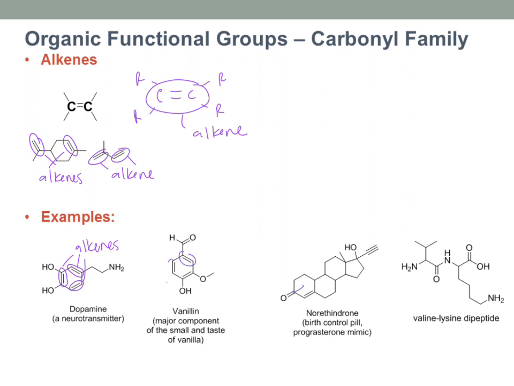Same thing for vanillin. Vanillin's got a whole bunch of alkenes in it because I have a whole bunch of those CC double bonds. And if I go over here to that steroid, it looks like this steroid also has an alkene in it, right? There's a CC double bond. I see a CO double bond. That's not an alkene, right? It's just the CC, just carbon-carbon. So I have an alkene over here.